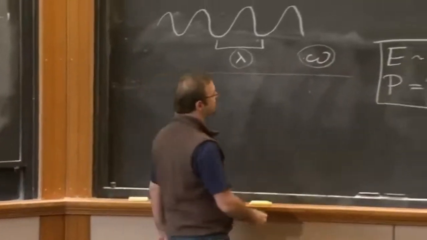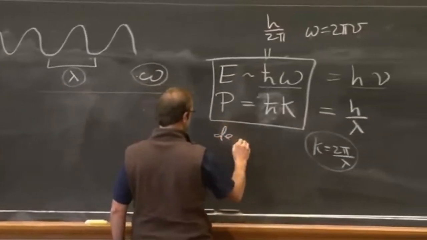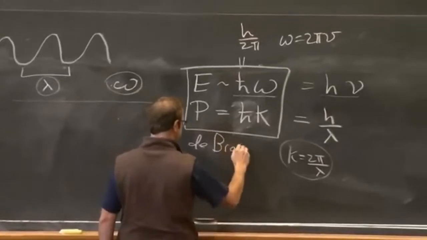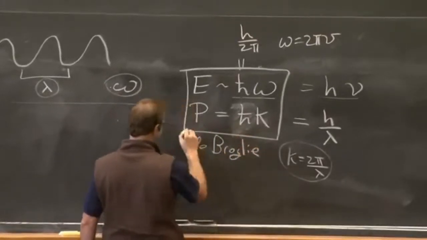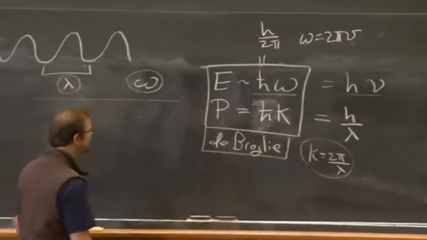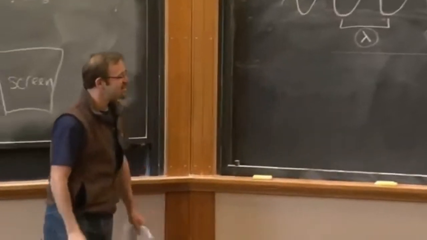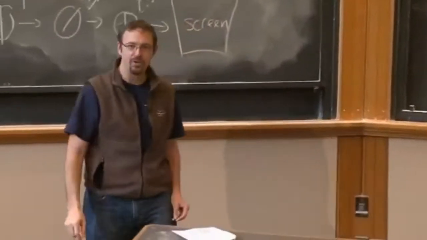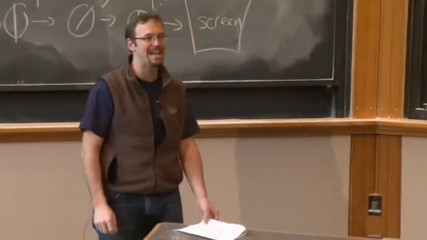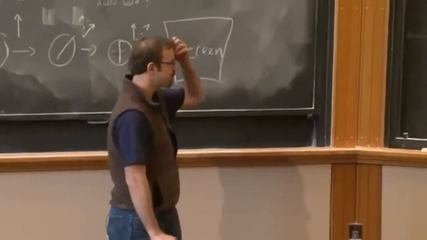So these relations are called the de Broglie relations. I leave it up to you to decide how to pronounce that. And those relations are going to play an important role for us in the next few lectures. I just want to give them a name and a little context.